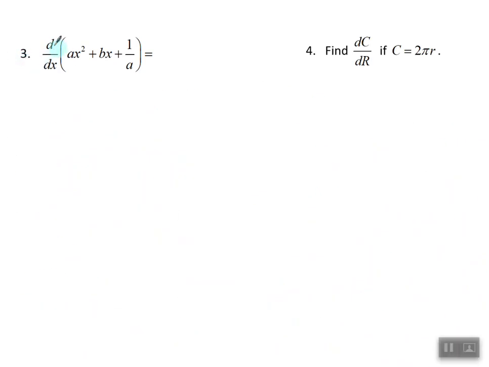Number 3, d dx, which means take the derivative with respect to x of this quantity, ax squared plus bx plus 1 over a equals, this is a sum of terms, we can take the derivative of each one separately. Also remember that we were reminded that a and b are constants.